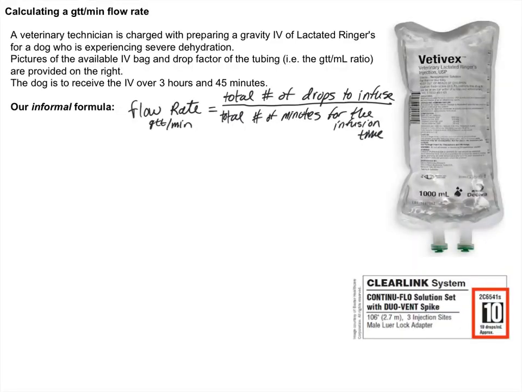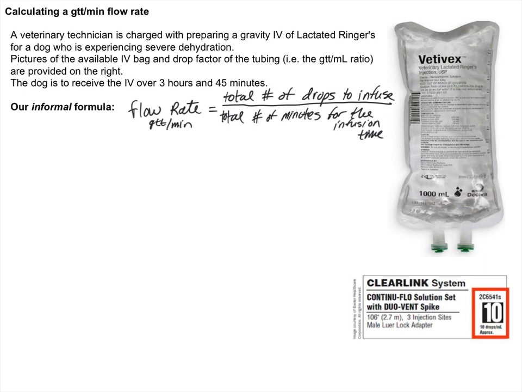We're now ready to think through a flow rate problem. We can think through how we can calculate the total number of drops that are in a bag. That's the numerator. If we know the total number of drops that need to be infused, we can divide that by the total number of minutes, and that ratio, once simplified, once reduced to a unit ratio or unit rate, will give us our drops per minute rate.